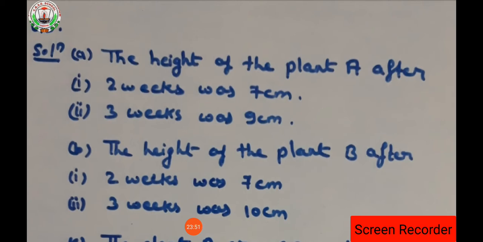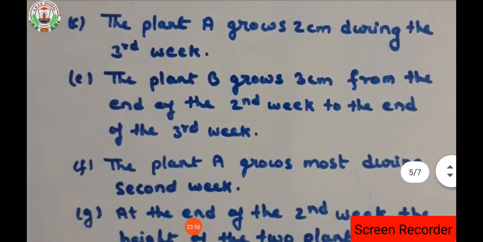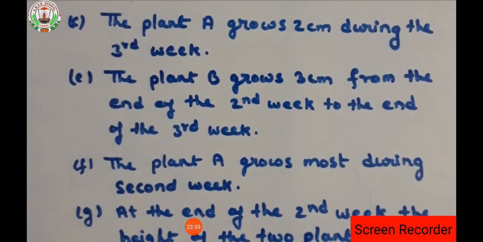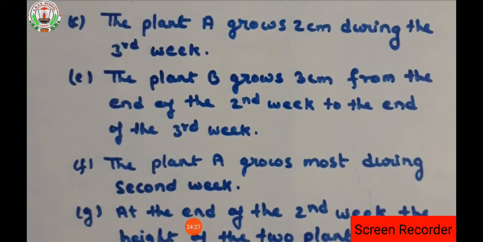So this is the format for how to write the answers. Clear everyone? Now in the C part of the question, what is said? Plant A grows 2 centimeters during the third week. How does the 2 centimeters come out? Because 9 centimeters minus 7 centimeters equals 2 centimeters. Because it is asking for the growth, isn't it? That's why we subtracted the heights. So the answer will be 2 centimeters.